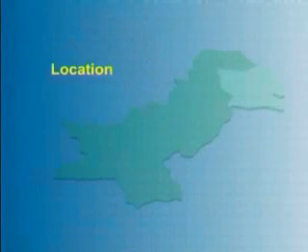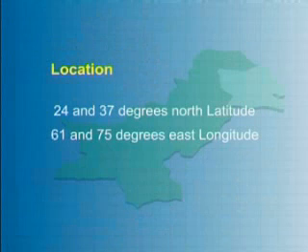We can talk about the location of Pakistan. Pakistan is located between 24 and 30.7 degrees north latitude and 67 and 75 degrees east longitude. That is the geographic or territorial location of Pakistan.